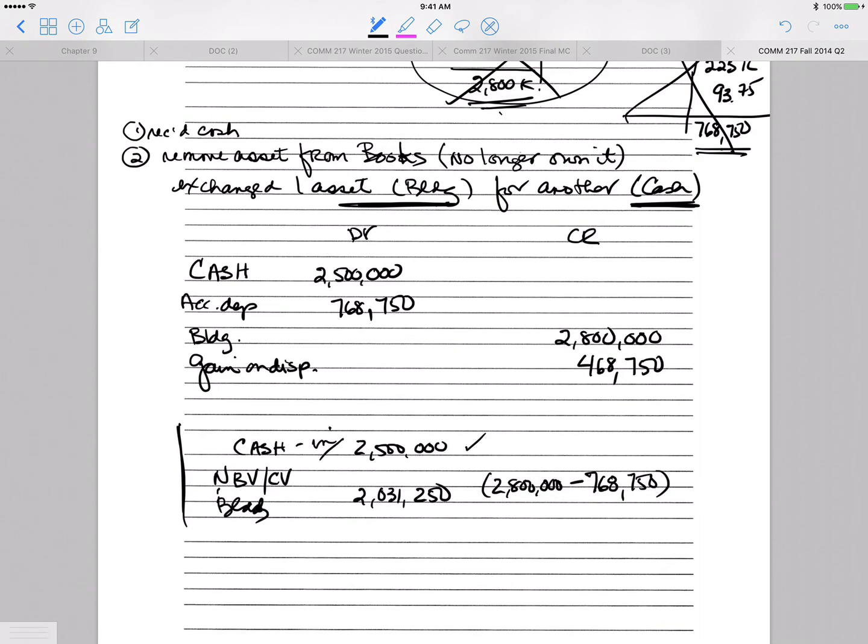Okay, so you can see right here that you're getting cash in of $2.5 million. What are you giving up? Well, something worth $2,031,250. So you're getting more cash than what the net book value of the building is. So this means you have a gain on disposal. Okay, and that's in fact what we're recording here. Okay, so thank you very much and good luck.